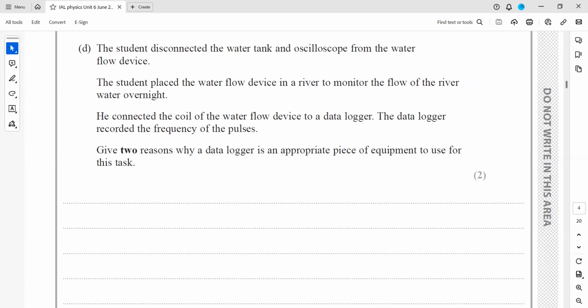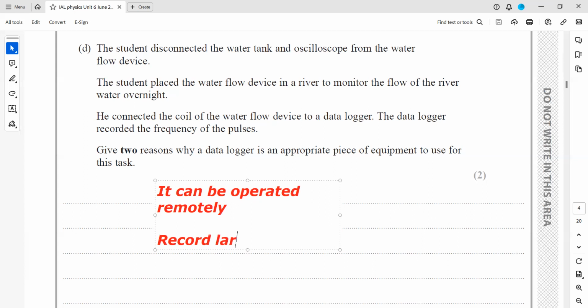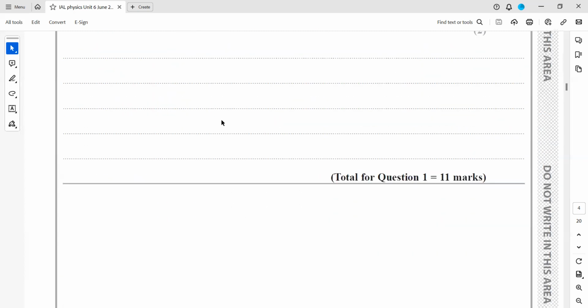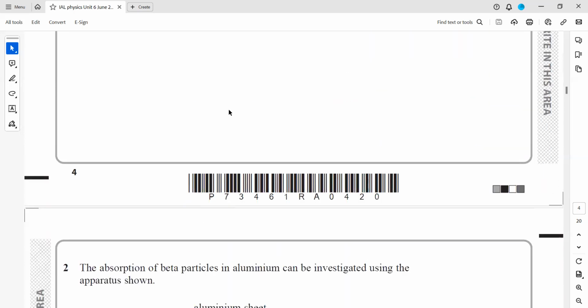So the points which will score marks here: one is it can be operated remotely, and record large amount of data. So these are some advantages of the data logger. And even if a data logger is interfaced with a computer device, it can also plot the results.